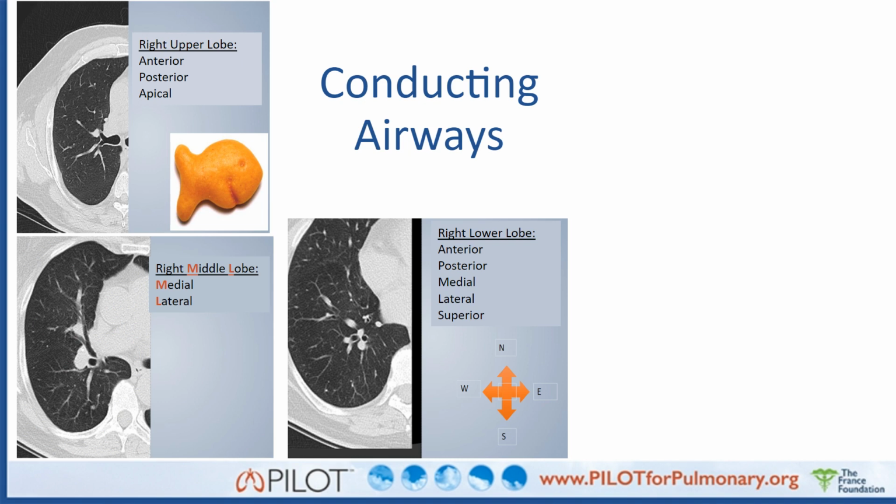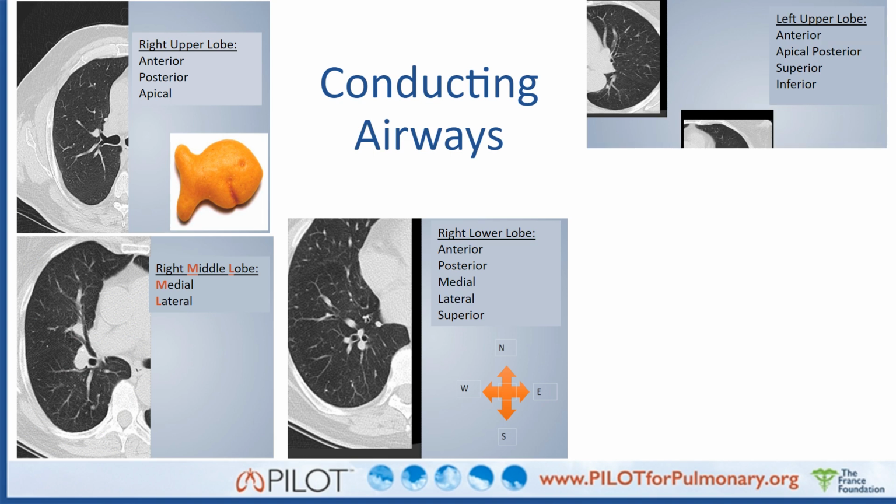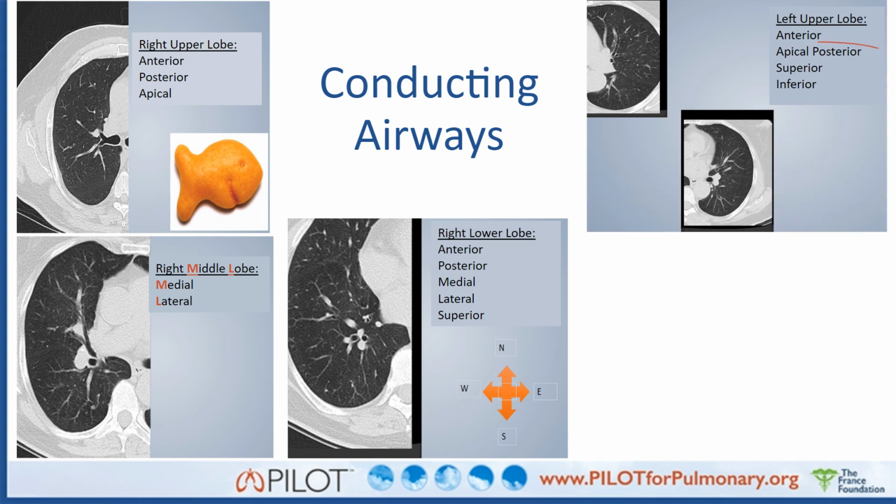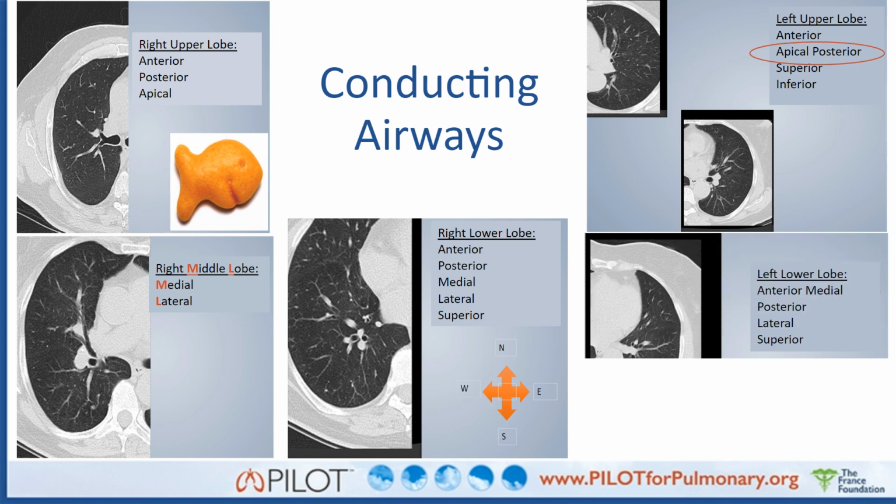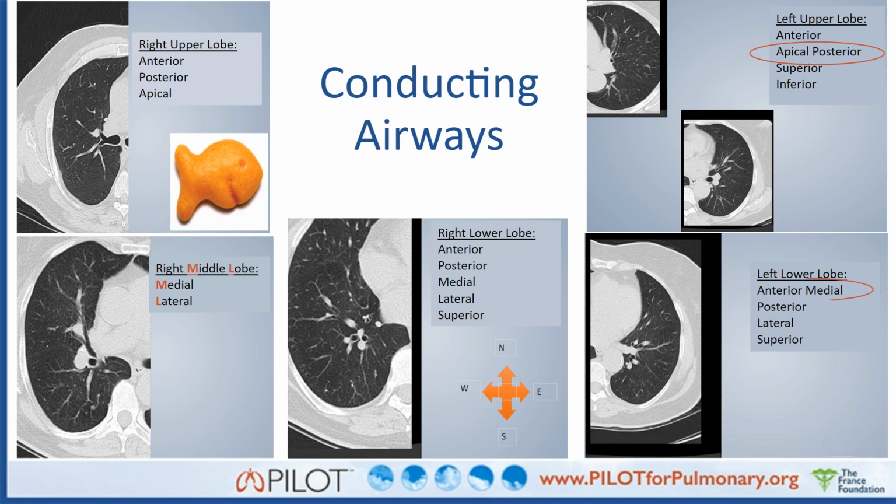bronchi. On the left side, everything is more truncated because of the heart occupying space. So the left upper lobe bronchus has an anterior, but now the apical and posterior divisions are joined together. Instead of a medial and lateral, the lingula has a superior and inferior. And in the left lower lobe, instead of having 5 branches, the anterior and medial are now joined together. I remember that like AM, like a clock, with the anterior and medial being joined together.